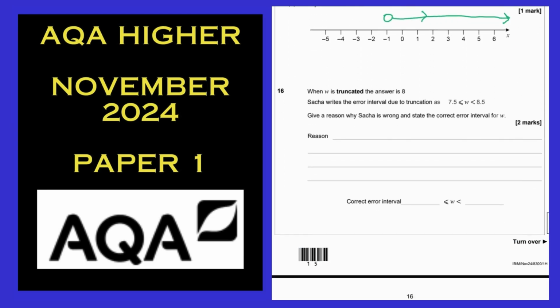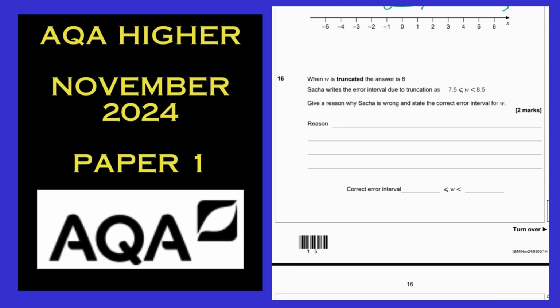On to 16. It's errors and bounds, but actually it's something more specific called truncation. Truncation's a bit like if you had a number written down on a piece of paper, like that, and the piece of paper got ripped. So truncation is the lesser used version of errors and bounds. We don't use it that much.